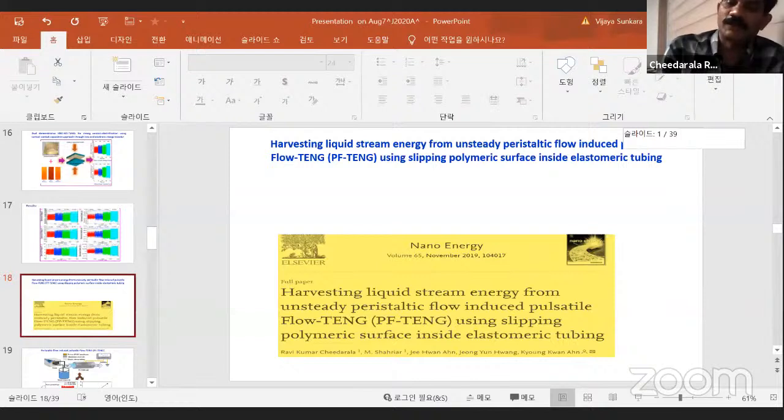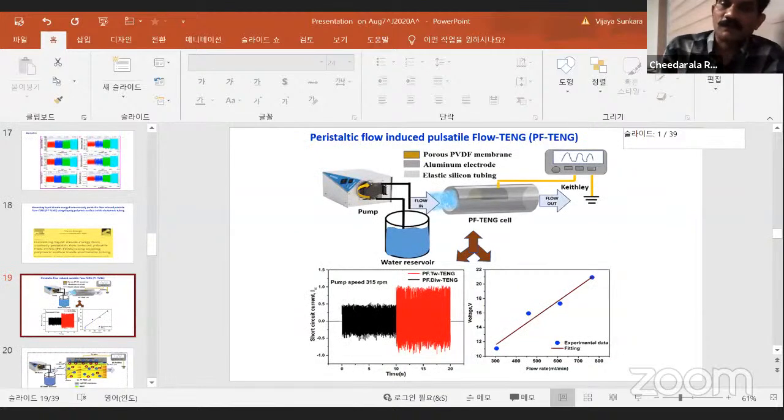This laboratory technology has been published in Nano Energy. This is the third publication in Nano Energy. The impact factor is almost 16.6. Recently it was raised from 15.5. And this is the schematic information we developed here.